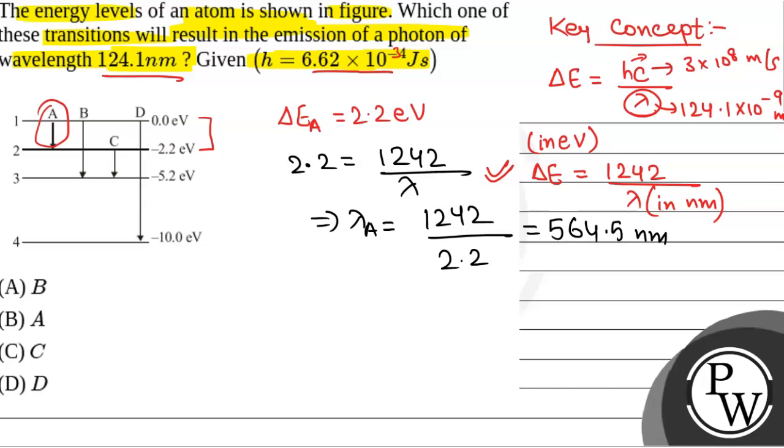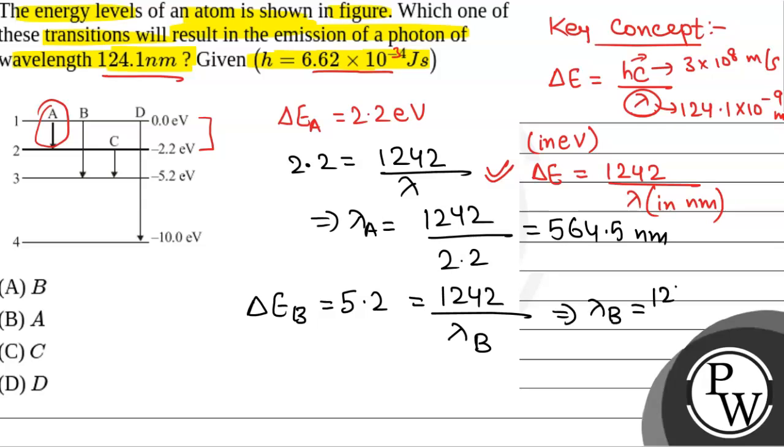Now for transition B, we have delta E of transition B as 0 minus of minus 5.2, that is 5.2 electron volt. So that will be equal to 1242 by lambda of B. So from here lambda of B is equal to 1242 by 5.2, that is equal to 238.84. So this will not be the answer.